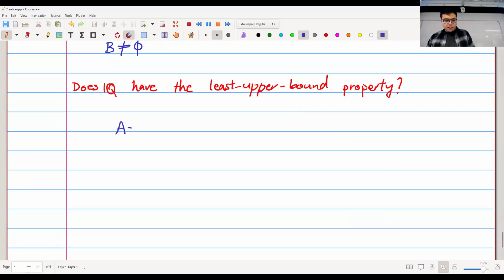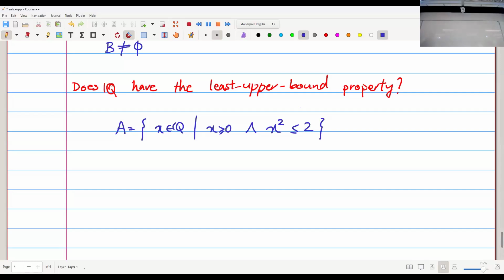Yeah. So I can define something like this. Suppose A is the set of all x in Q such that, first of all, let's say I want to take positive numbers, and secondly, let's say that x squared is less than or equal to 2.